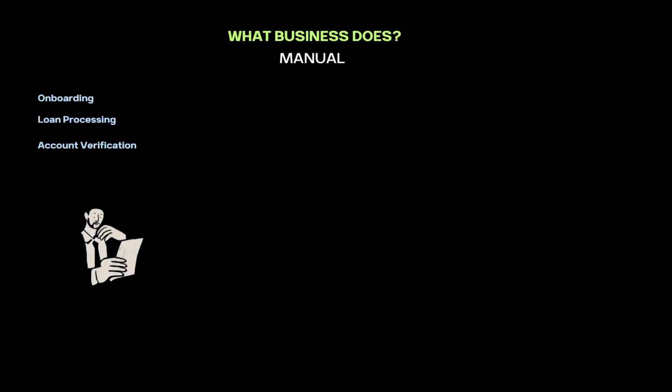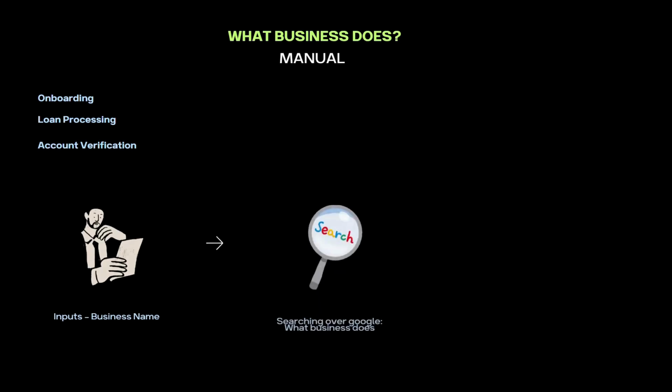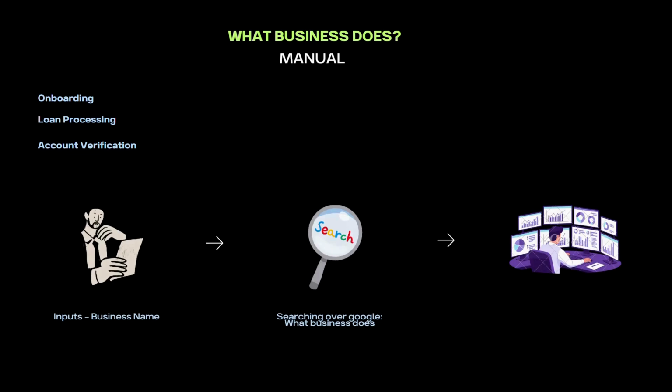Today, this usually means a manual Google search. The employee receives the input as a business name, then goes on Google and searches for what the business does with the help of the business name. Then he opens multiple websites, reads long descriptions, and summarizes everything by hand, right? So this is time consuming, inconsistent, and not scalable because the incoming volume is very high.